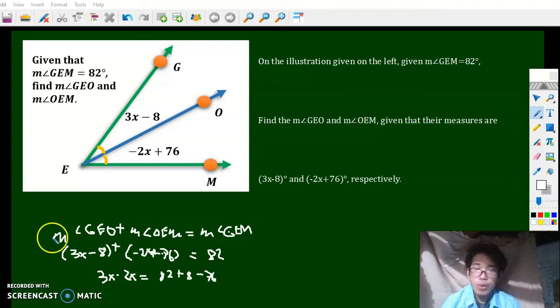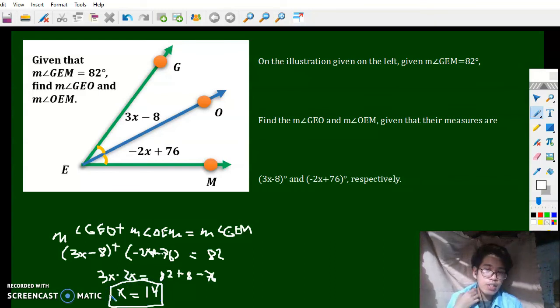Moving forward, we have 3x minus 2x, so that's simply x, which is equal to 82 plus 8, so that's 90, minus 76, that's 14. So the value of x is 14. You don't need to write degrees. So the value of x is 14, and we simply substitute that value on our givens here.